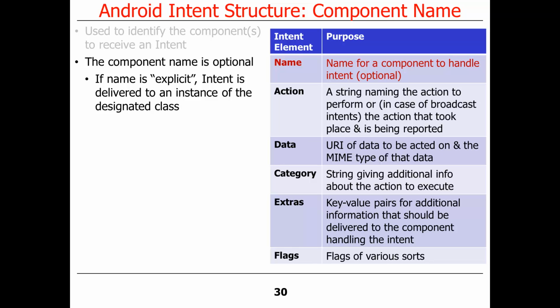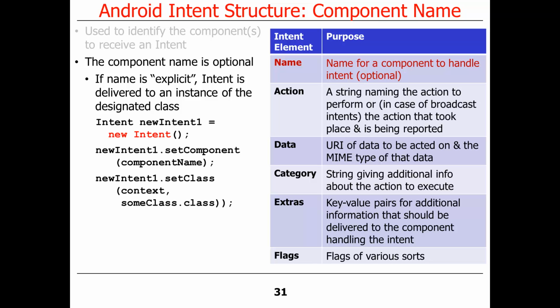If the name is explicit, then the intent is delivered to an instance of that class. So that way you're kind of hard coding it. And that's certainly doable, and I do that a lot when I'm testing my applications, but it's not really the preferred way of doing things in Android.